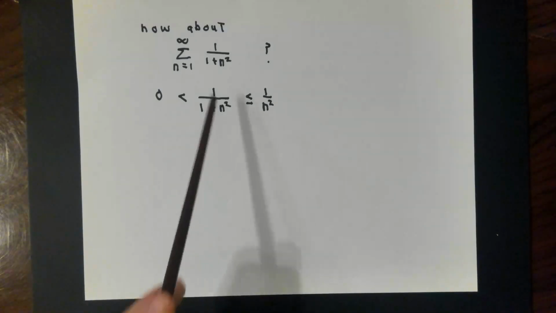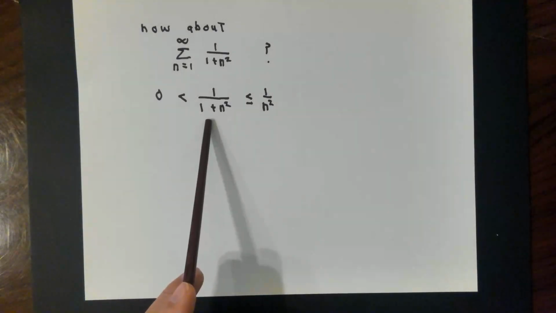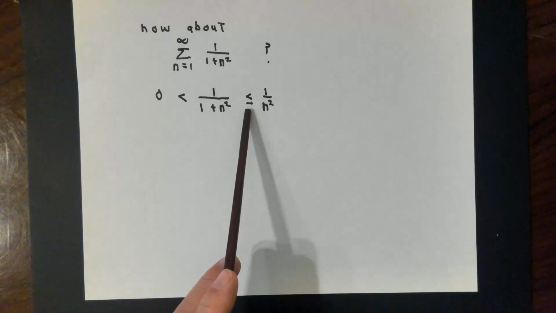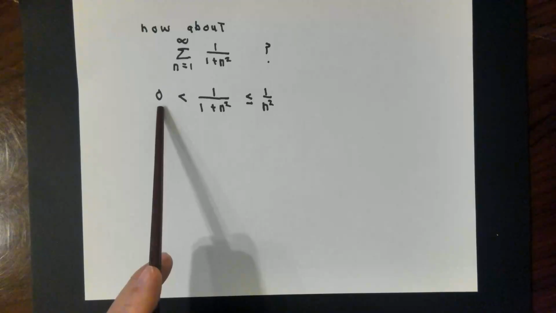So I look at these terms and I think to myself, do I know an infinite series that is similar to that, but the terms are related to each other in an ordering kind of way? 1 over 1 plus n squared is 1 divided by a number that's bigger than n squared. 1 over 1 plus n squared is less than or equal to 1 over n squared. And of course, these are all positive.